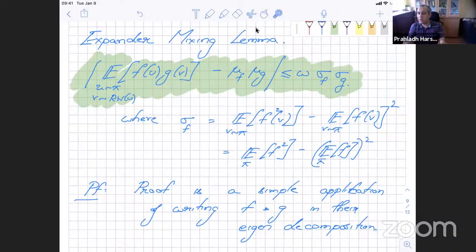You're saying that in the first expectation they are independent, in the second they are correlated, yet the difference between these two expectations is actually very small. And how small it is, is governed by how small omega is. The better omega is bounded away from one, the better handle you get on this quantity. We will see various applications of this expander mixing lemma shortly.